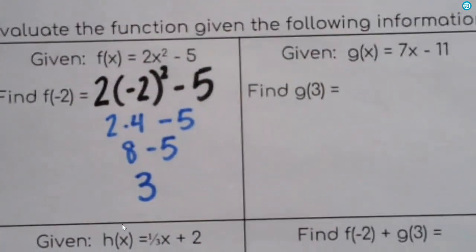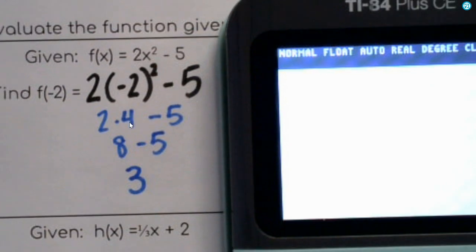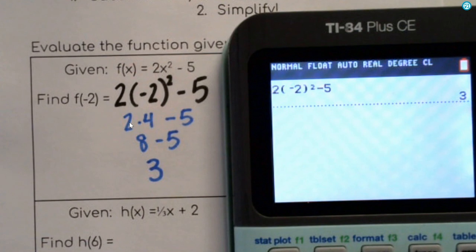You could also just plug this whole thing into your calculator. I wanted to show you doing it by hand because if I don't show it to you, someone tries to do it and then forgets that order of operations is the thing. So 2 times negative 2 squared minus 5. Turn down the brightness on this. And I get 3. Okay.